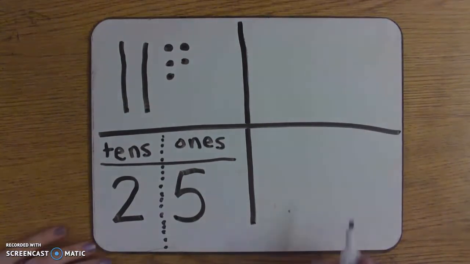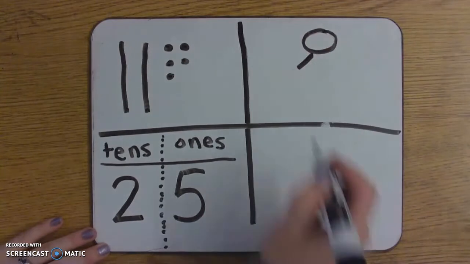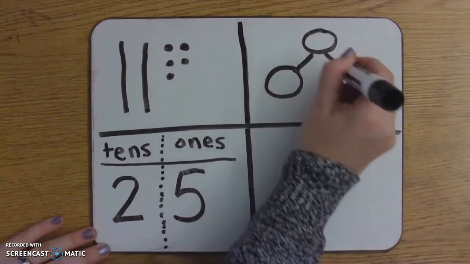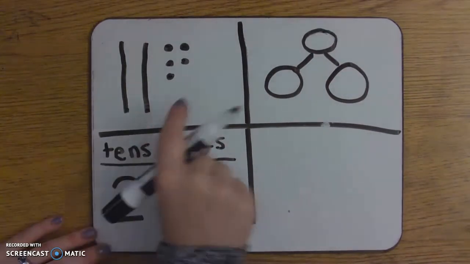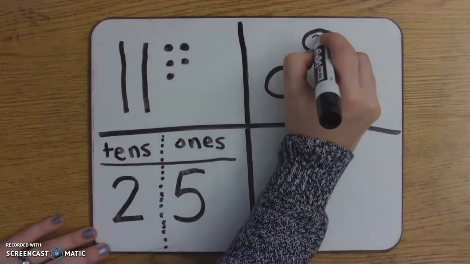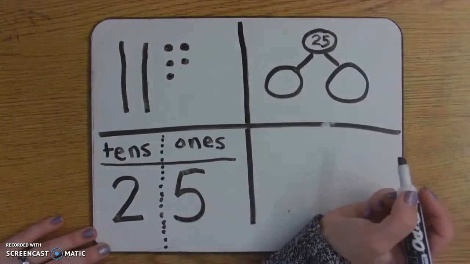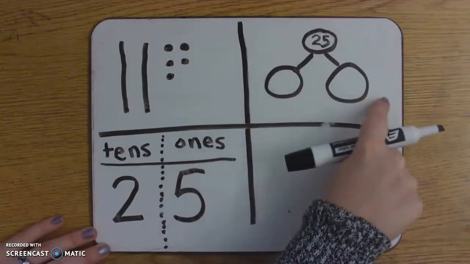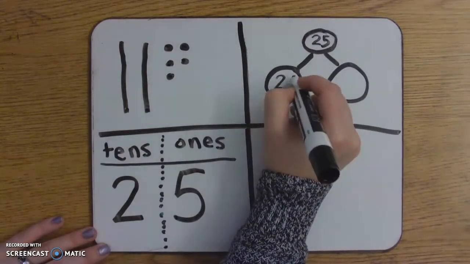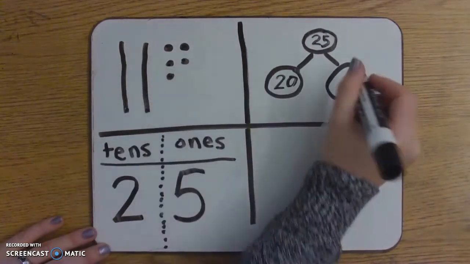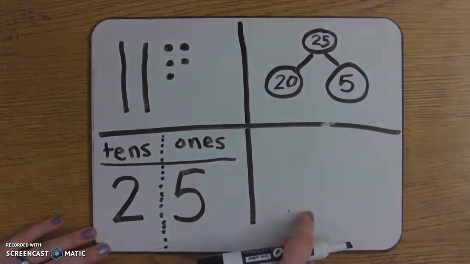This is what we were working on yesterday. Let's draw our number bond. Okay, our whole number, we just said 2 tens and 5 ones. And I'm going to separate my tens and ones. So 10, 20, and 5. Can you guess what our last box is going to be?